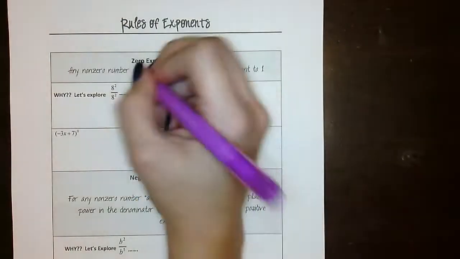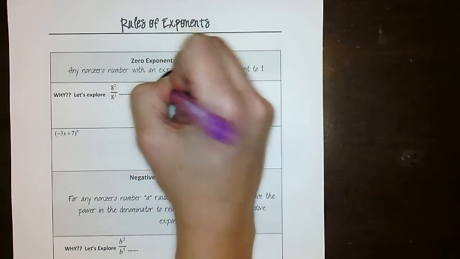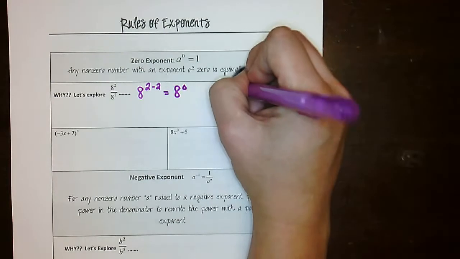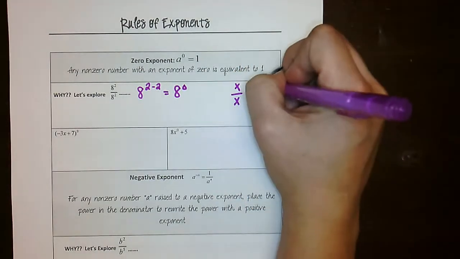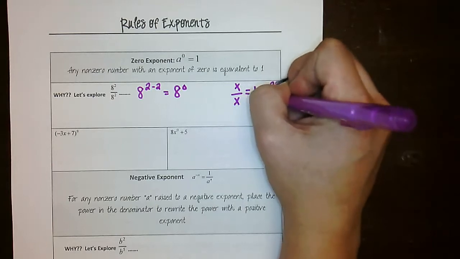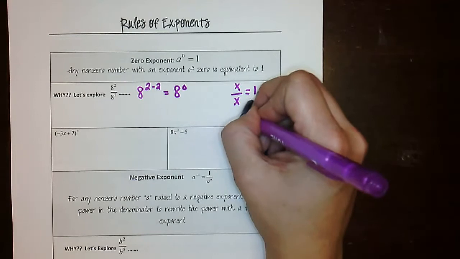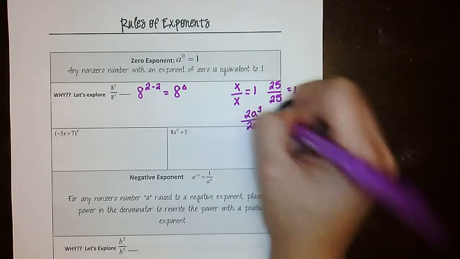And if we look at here, this is still 8 to the 2 minus 2, which gives us 8 to the 0 power. Here's why it's 1. I know that x over x is 1. I know 25 over 25 is 1. I know that 2a squared over 2a squared is going to be 1.